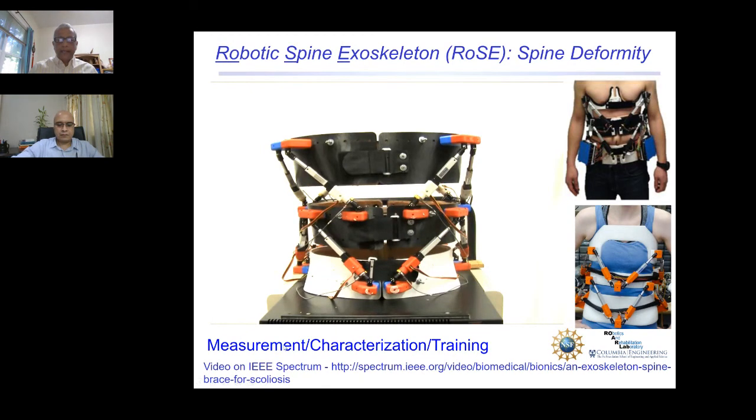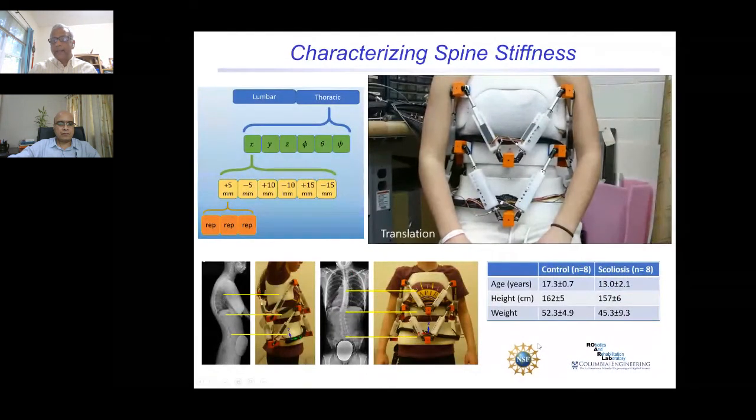And the question is, how can we use this device to correct for it and understand the biomechanics of these? So we have created these spine exoskeletons, and in fact, there is a video of this on IEEE Spectrum if you're interested in looking at it in more detail. There are several papers that we have published. We have these spine exoskeletons for men as well as teenage girls, and we have performed some studies. I'm going to show you some very preliminary work from these studies.